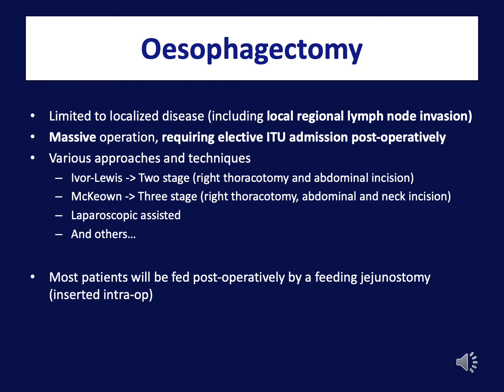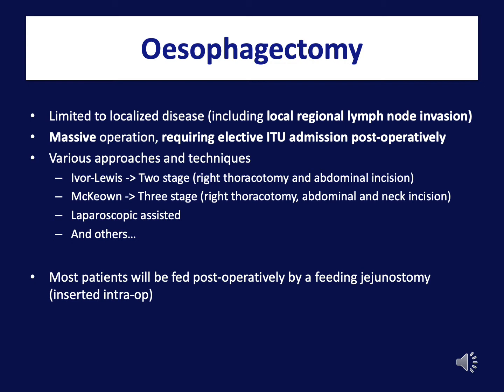There are several techniques and approaches. It's good to know about these in case an esophagectomy patient comes up in your exam. So Ivor Lewis, this is typically done for distal esophageal cancers, although this is an oversimplification. It's a two-stage. You remember that because Ivor Lewis has two names, double barrel, and the stages are a right thoracotomy and an abdominal incision.